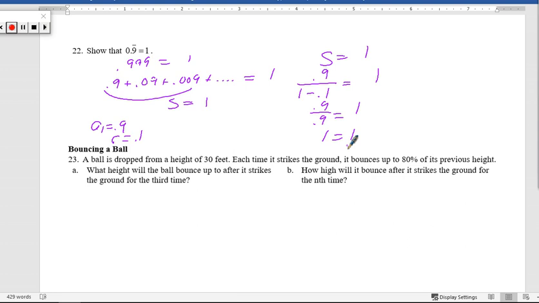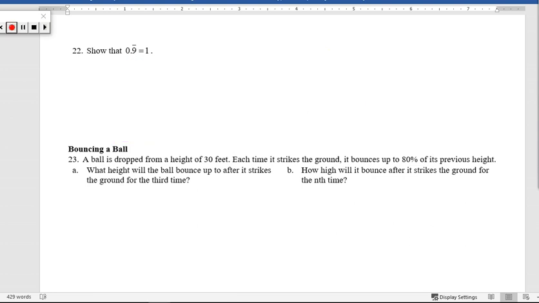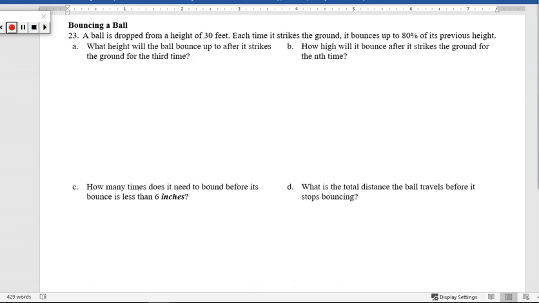Okay, we're going to be looking at a bouncing ball. So a ball is dropped from a height of 30 feet. Each time it strikes the ground, it bounces up 80% of its previous height. This is a 4-part question here. So we start at a total height of 30 feet. The ball goes down for the first time, it hits the ground. It goes up 80%, and now we're at 24.